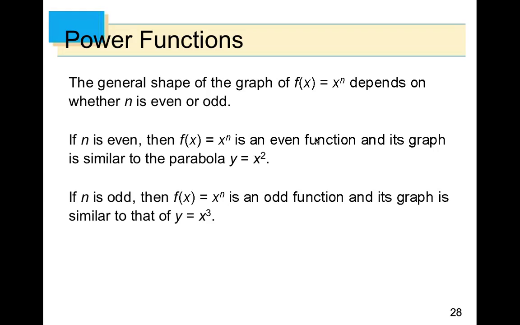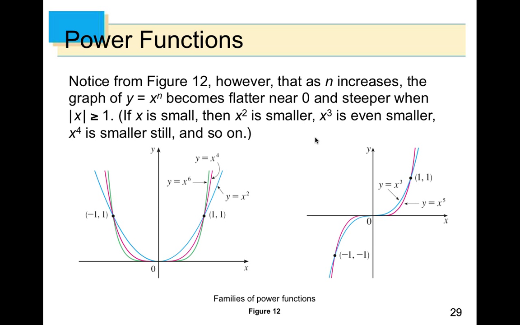So this is like what I was saying, that once you get to higher degrees, like 2 and 3, or 3 and 4, the graph is going to alternate between being an even function and being an odd function. Odd degrees will mean odd functions. Even degrees will give you even functions. So here's an example. If you notice in Figure 12, however, as n increases, the graph of y equals x to the n becomes flatter near 0 and steeper as the absolute value of x is greater than or equal to 1. So if x is really small, then x squared is smaller, and x cubed is even smaller, and so on and so on.